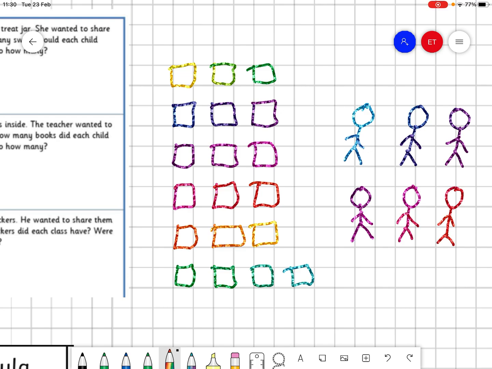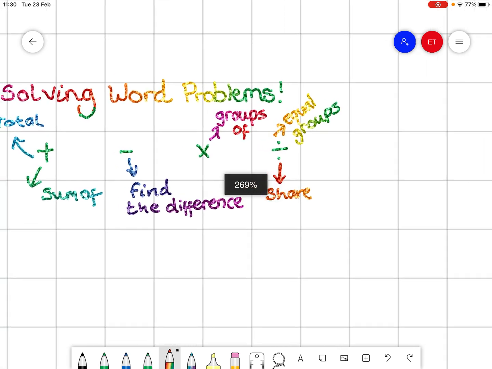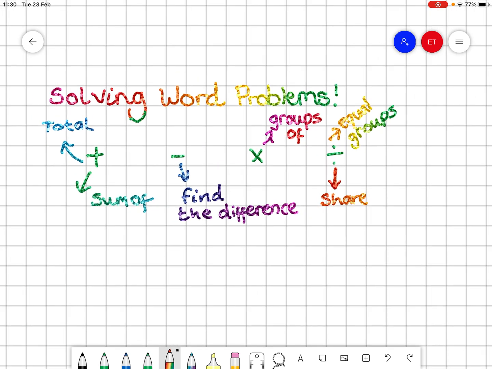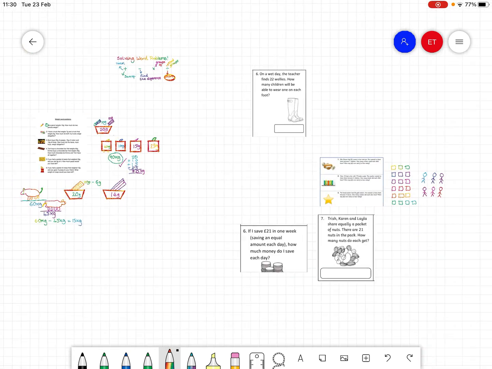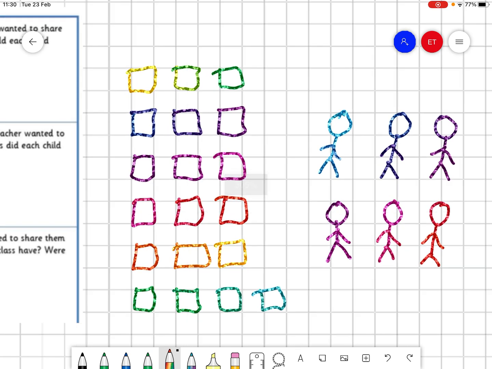Now if we're sharing, if we go back to our vocabulary, what do you think we're going to have to do? We're going to have to divide, because we're sharing the books. Okay? So remember, we're sharing, they need to do it equally, which is why it asks how many would they have left over.